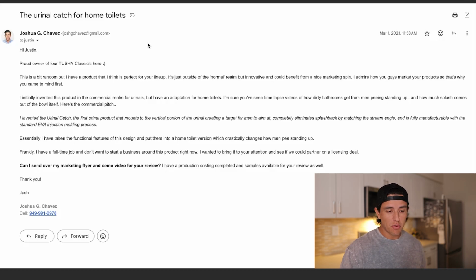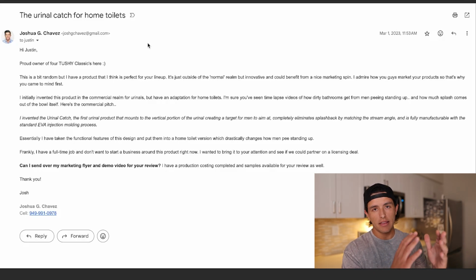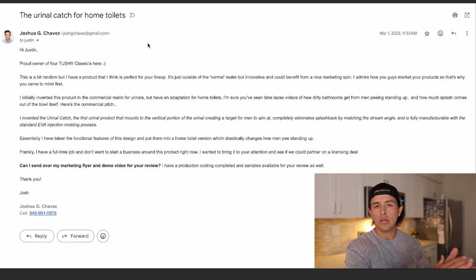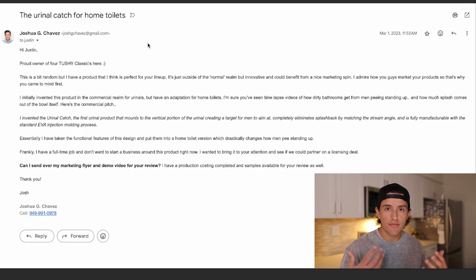I initially invented this product in the commercial realm for urinals, but having an adaptation for home toilets. I'm sure you've seen time-lapse videos of how dirty bathrooms get from men peeing standing up and how much splash comes out of the bowl itself. Here's the commercial pitch. So I really just wanted to show them that this was a product that kind of came out of a commercial product, and I thought it could be utilized by them and sold by them because of their marketing prowess. So I was still trying to compliment here.